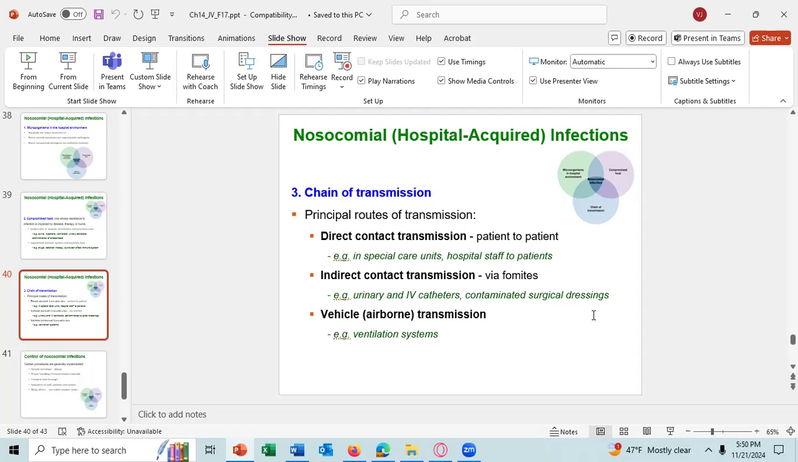A urinary or an IV catheter can spread the nosocomial infection. Contaminated surgical dressings can spread the infection. And even the doctor's stethoscope can spread the infection. And then lastly, there can be vehicle transmission, such as airborne transmission, where the ventilation system can actively spread the disease in the healthcare facility.